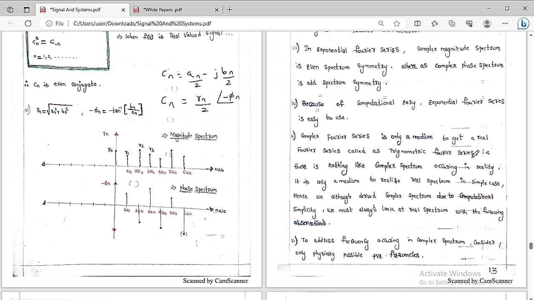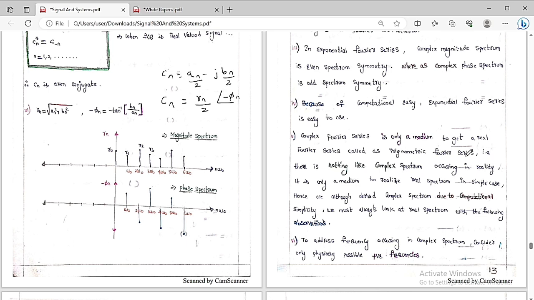I already told you, if you know Cn, then you can get the value of An and the value of Bn just by comparing the real part and imaginary part, and C0 is equal to A0, from which we get the value of A0. So if you know the complex Fourier series, we can easily get the trigonometric Fourier series also by comparing the coefficients. Therefore, the complex Fourier series is only a medium to get the real Fourier series, which is called the trigonometric Fourier series.